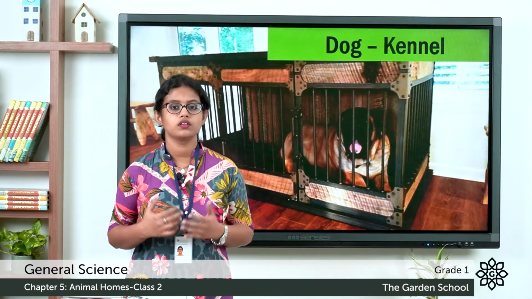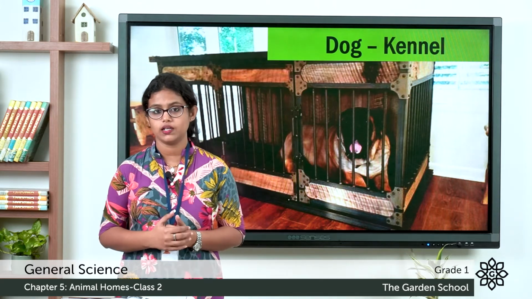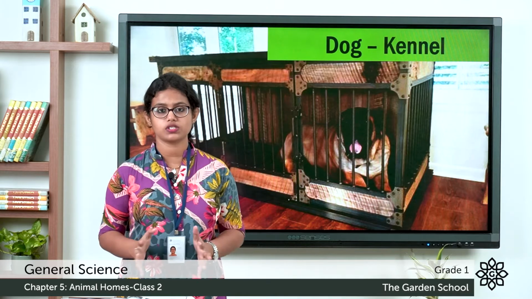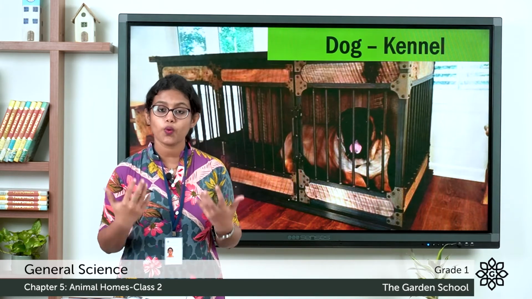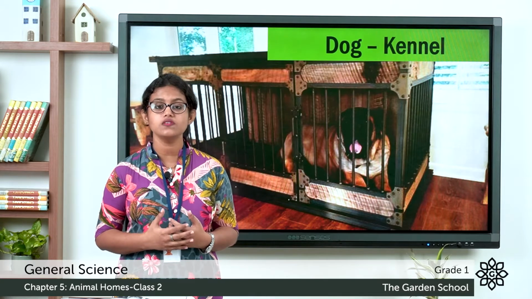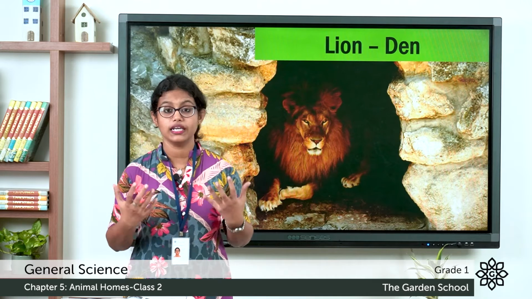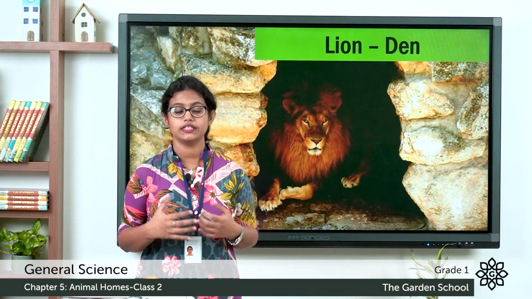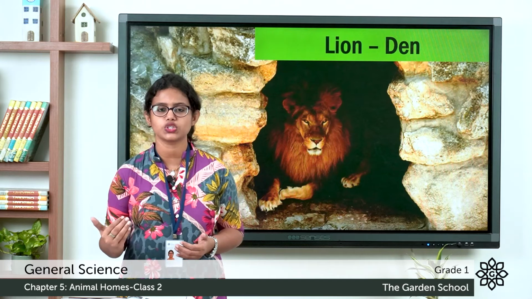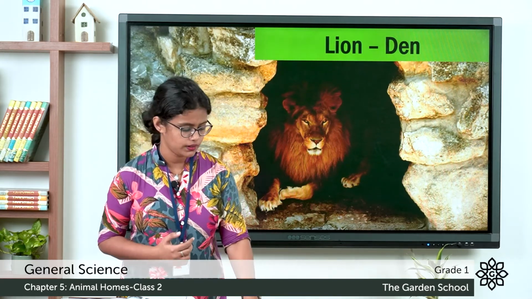Coming to the next one, dog. So where do dogs live? They live in the kennel. It is a small shed which is built in the shape of a house. And this kennel provides the dog security and protection. So where do the dogs live? Dogs live in the kennel. The next one, the lion. So where does the lion live? They live in the den. Even the lion lives under the shade of the trees. So lion lives in the den.